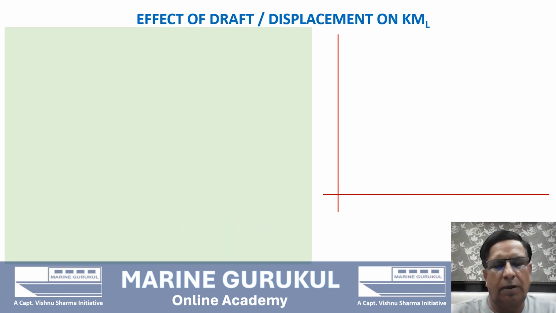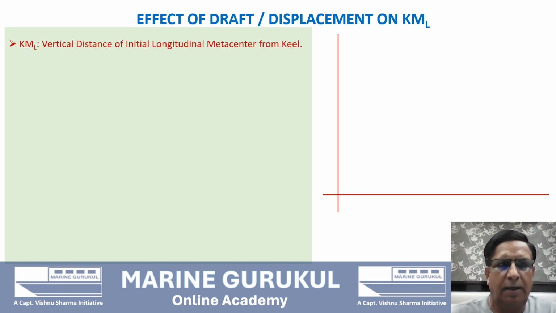Effect of draft or displacement on KML. KML is the vertical distance of initial longitudinal metacenter from keel. The word initial is again very important. It's the longitudinal metacenter of the vessel in the even keel condition. So, initial MT is the transverse metacenter when the vessel is upright. Initial ML is the longitudinal metacenter when the vessel is on even keel.